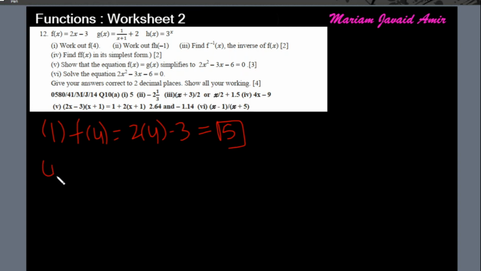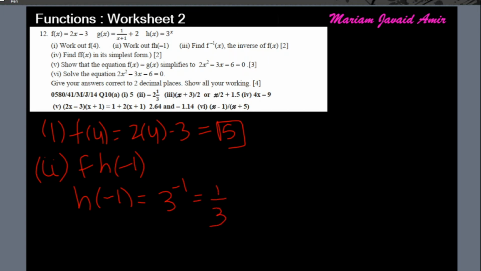For part 2, we have to find f of h of minus 1. So let's find h of minus 1 first, which gives us 3 power minus 1, which is 1 by 3. In hx, we've simply replaced x with minus 1. So 3 power minus 1 is actually 1 over 3. And then substitute it back here.